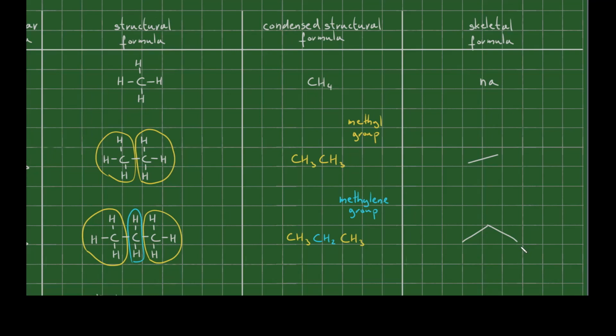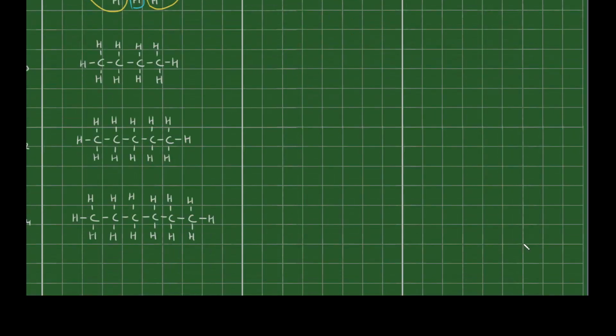Alright, let me look at the next 3 alkanes. So once again, I'm going to scroll down a bit. In case of butane, I have a methyl group at the beginning and a methyl group at the end. And there are 2 methylene groups in the middle. So now if I write the condensed structural formula, it will be CH3, then CH2, CH2 again, and a CH3. When it comes to the skeletal formula, I'm going to extend my zigzag line. I have 1, 2, 3, 4 carbons, and we are not drawing in the hydrogens that are attached to those carbons.